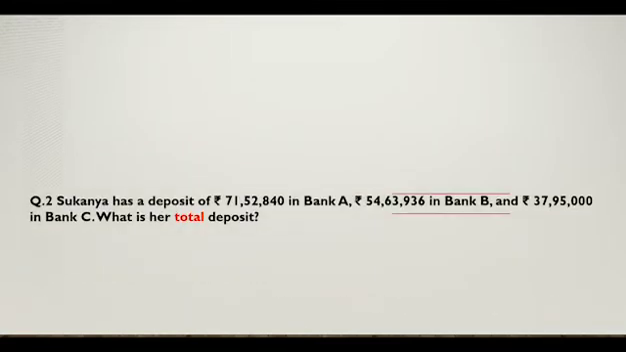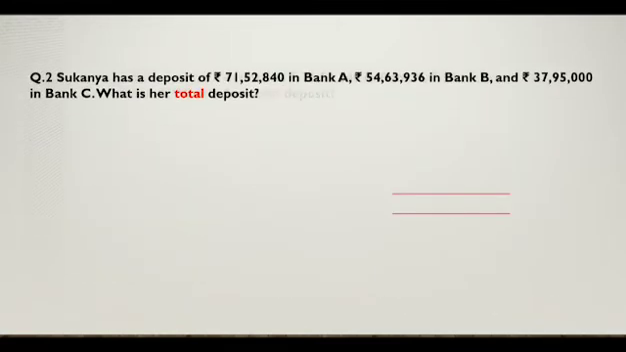Now let's move to the second question. Sukanya has a deposit of rupees 71 lakh 52,840 in bank A, rupees 54 lakh 63,936 in bank B, and rupees 37 lakh 95,000 in bank C. What is her total deposit?